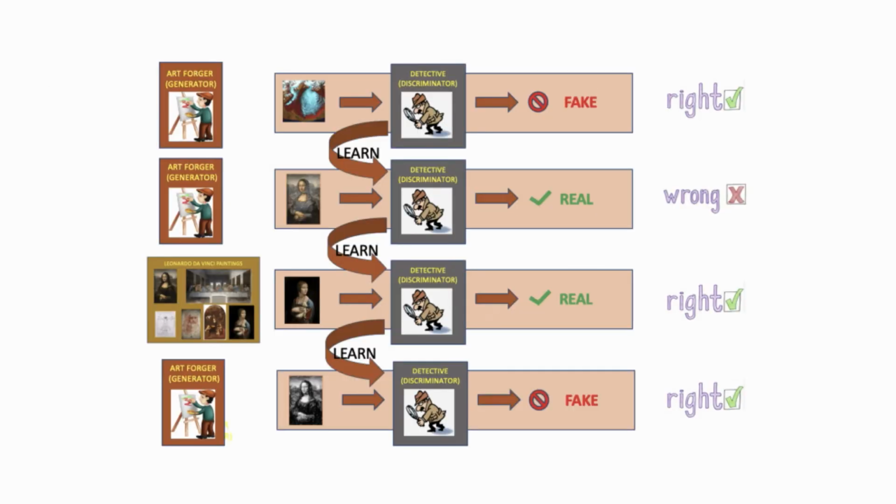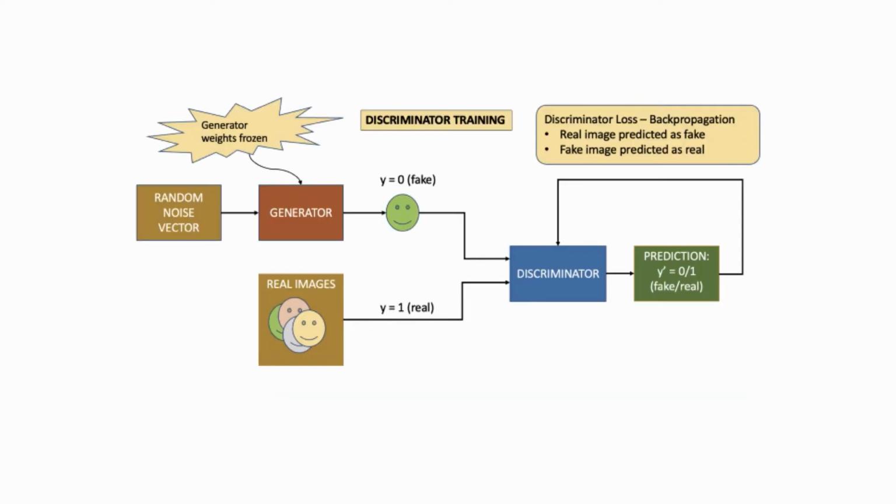Here is how the detective learns with every iteration. Discriminators are simple binary classifiers that classify the input data as real or fake. In the case of DCGAN, the discriminator is a convolutional neural network, CNN, that does a binary classification. The input to this CNN is an image and the discriminator needs to classify it as a real image or a fake image.